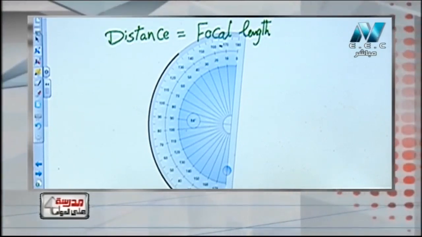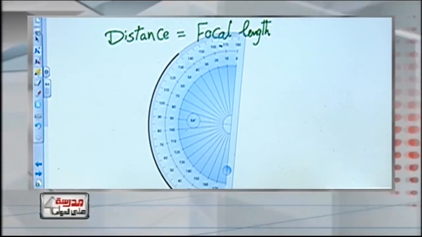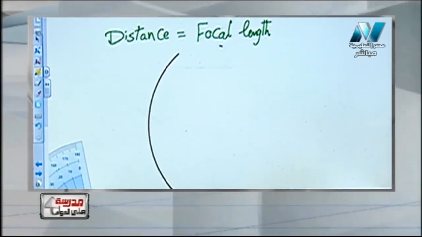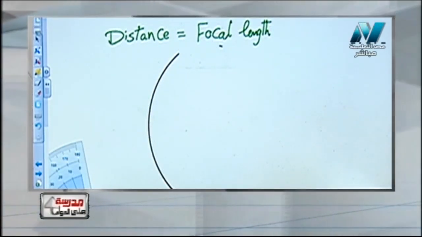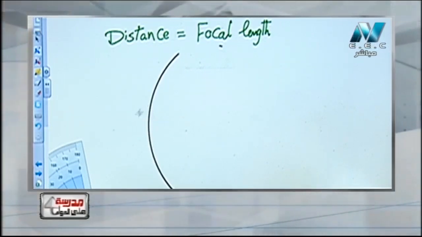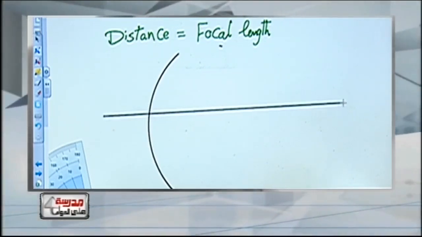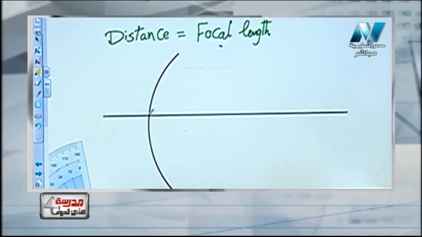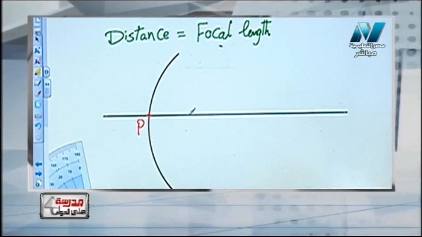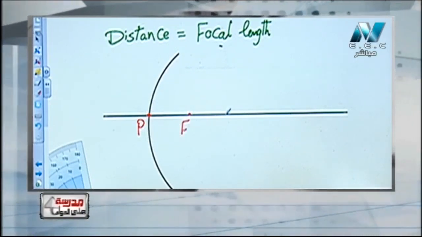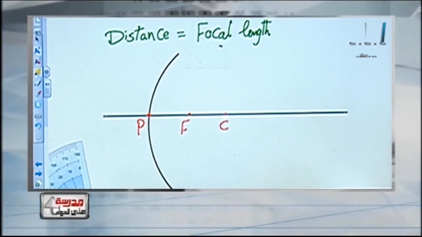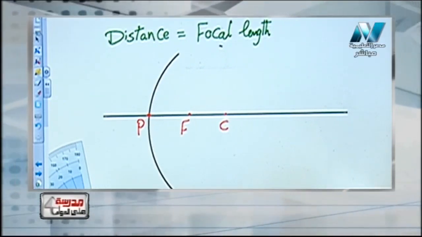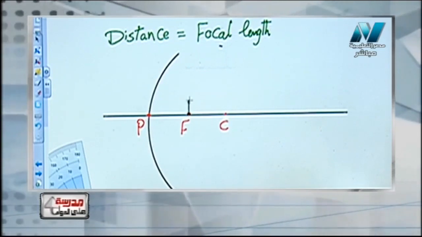After we use the protractor and ruler, here the object is at a distance equal to what? The object is at a distance equal to the focal length. Equal what? Equal focal length. Here we have P, we have F, we have C by using the ruler. The object is here, at a distance equal to the focal length, at the focus.